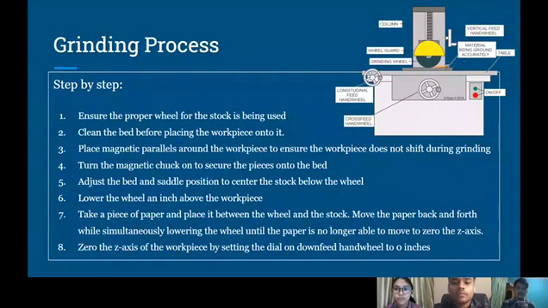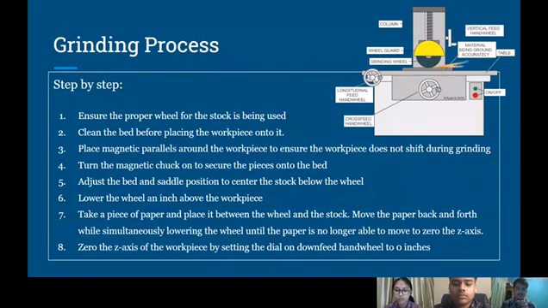Then, for the grinding process, I will explain it step by step. First, ensure the proper wheel for the stock is being used. Second, clean the bed before placing the workpiece onto it. Third, place magnetic parallels around the workpiece so that the workpiece does not shift during grinding. Fourth, turn the magnetic chuck on to secure the piece onto the bed.